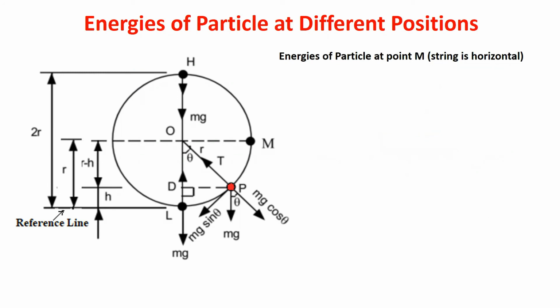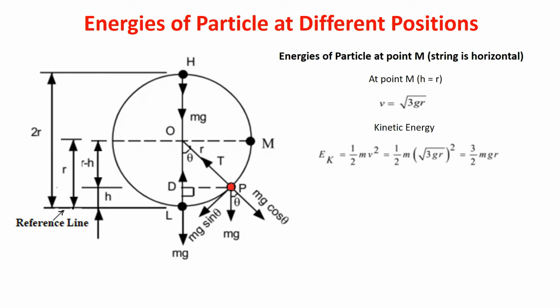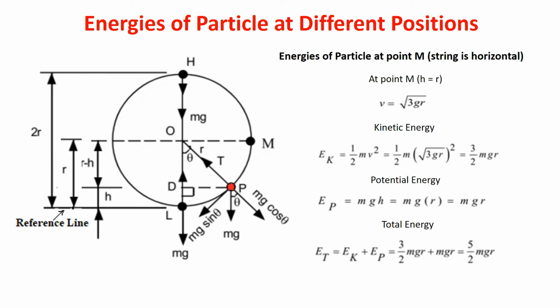Now let us find energy of the particle at point M when the string is horizontal. At point M, value of h is r. Velocity we already proved, root 3gr. Kinetic energy is half mv square, that is half m root 3gr whole square, so it is 3 by 2 mgr. Potential energy is mgh, that is mg into r, that is mgr. And total energy is kinetic energy plus potential energy, that is 3 by 2 mgr plus mgr, that is 5 by 2 mgr. Again, we are getting total energy as 5 by 2 mgr, and that is as per the law of conservation of energy. Total energy always remains constant. In this case, it is always 5 by 2 mgr.